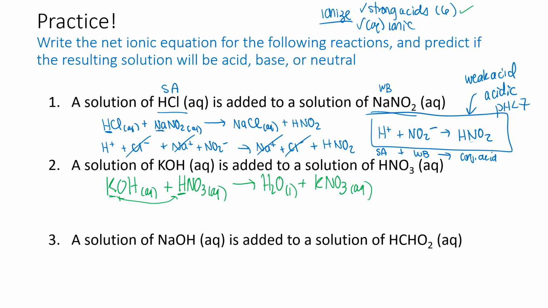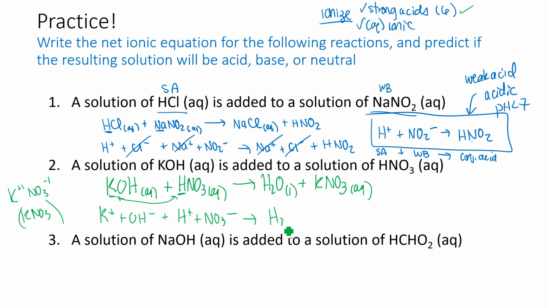Whenever you're writing the formulas of compounds, remember you always need to think about ion charges. K is +1, nitrate is -1, so that's why it's just KNO3. We don't need any subscripts there. All right, now we're going to ionize stuff. So I'm going to ionize aqueous ionic compounds, so that's my KOH, and I'm going to ionize my strong acid.